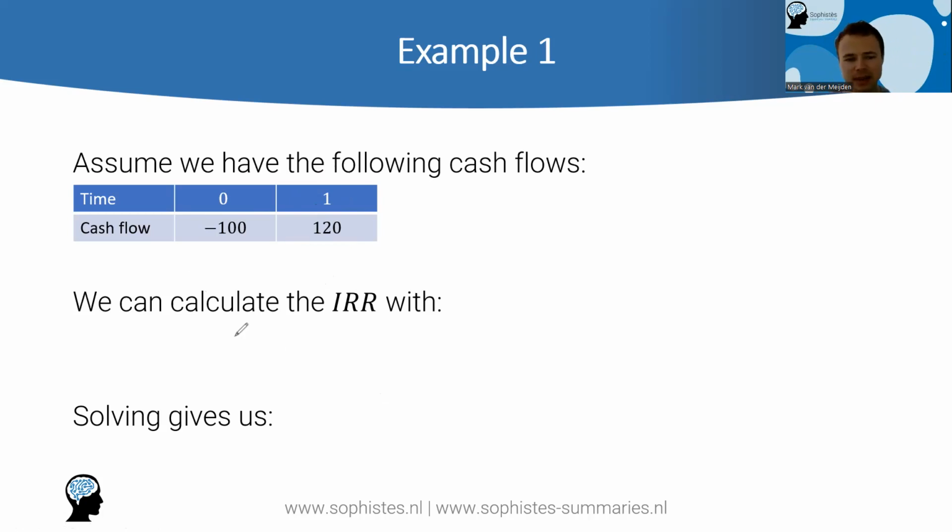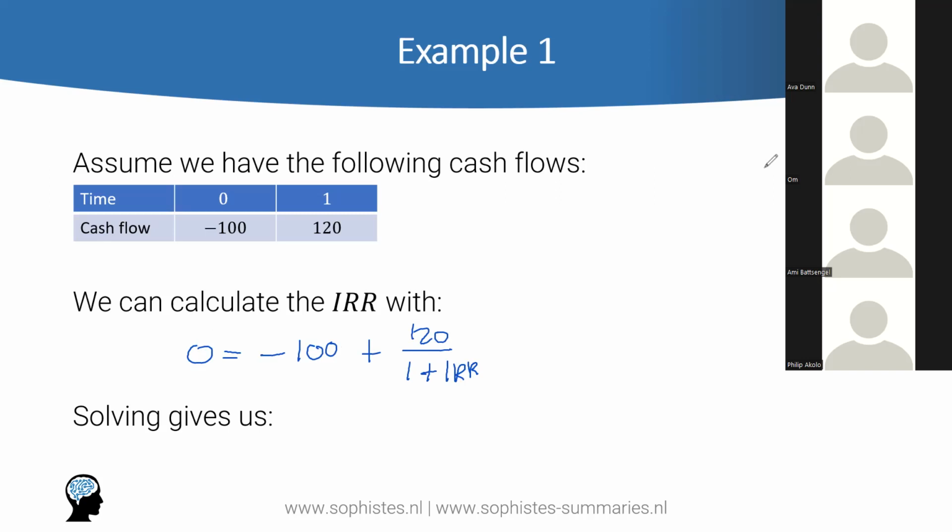You write down your net present value formula. So you write down -100 plus 120 divided by 1 plus IRR. So this is what your net present value formula would look like. And you set it equal to 0. That's how you find the IRR. You set the net present value formula equal to 0. And then we need to solve it for IRR.